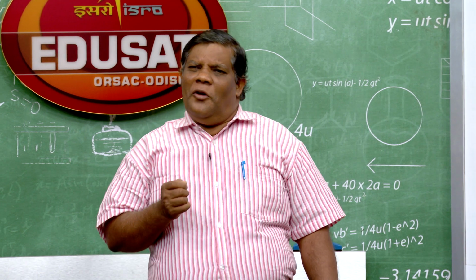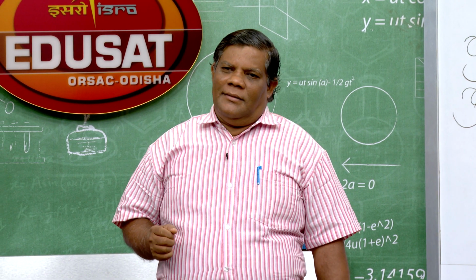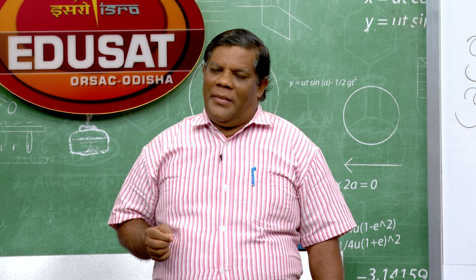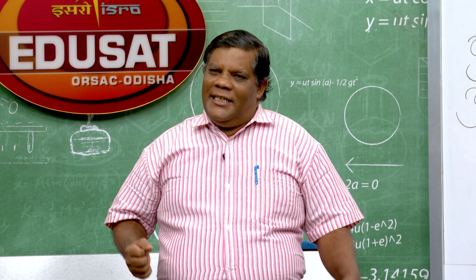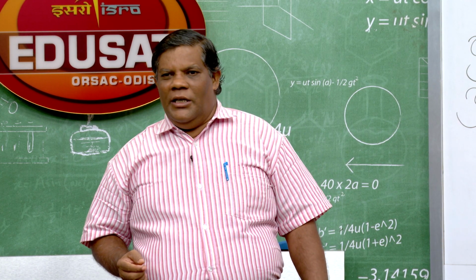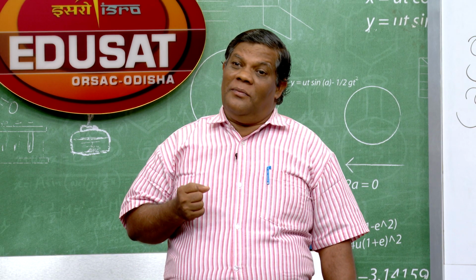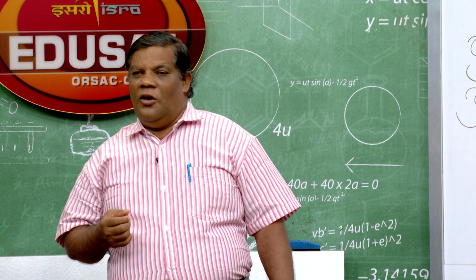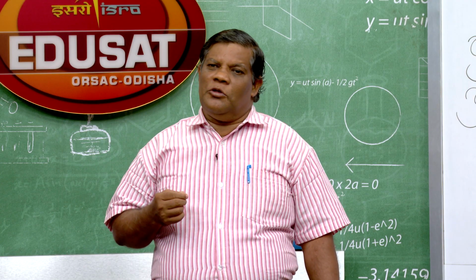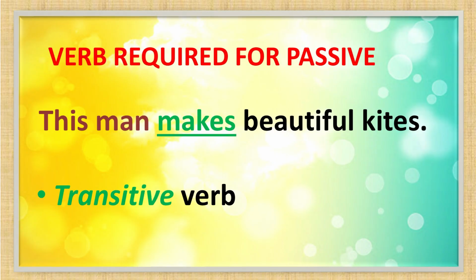So, what kind of verb is required for passivization? That is another important question. We have different kinds of verbs, you see. But what kind of verb is required for transformation of an active sentence into its passive form? It needs a verb that is called a transitive verb. You see, what is a transitive verb then? What is a transitive verb?